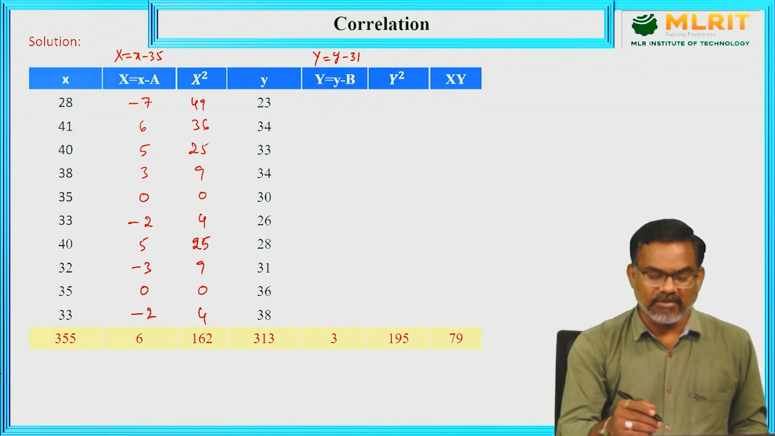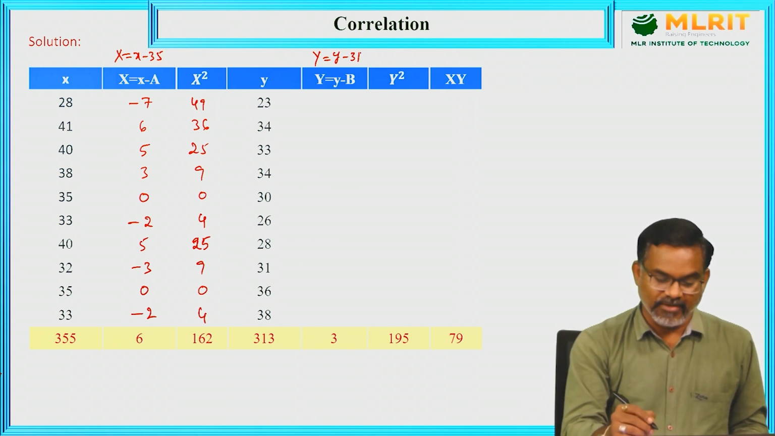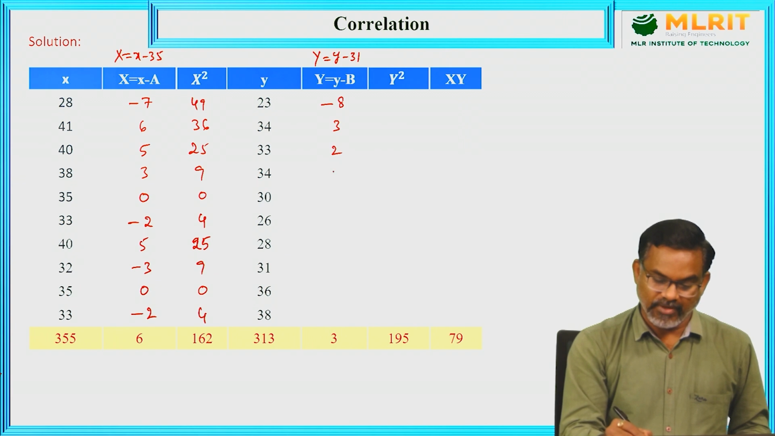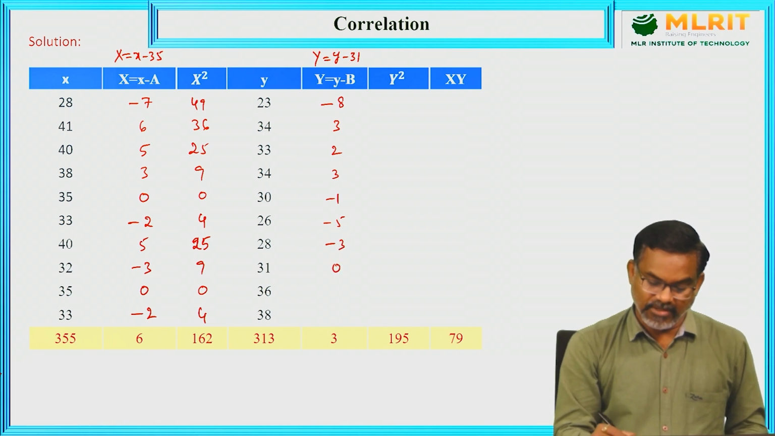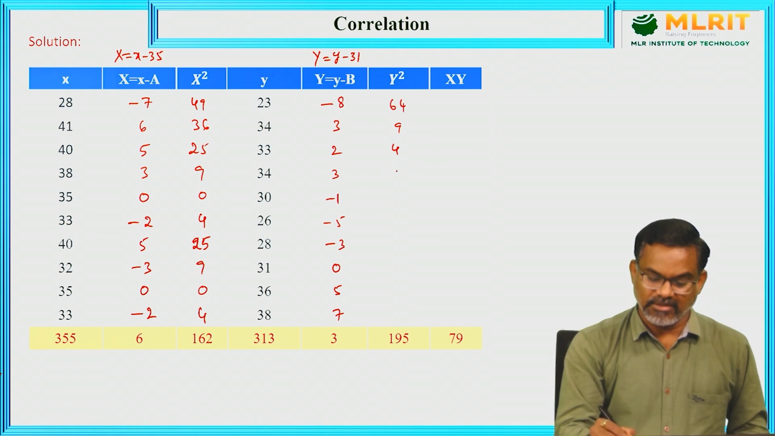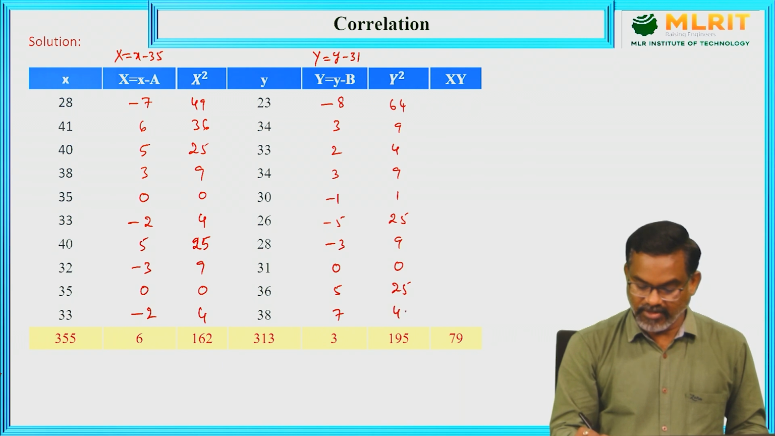Similarly, let us convert small y to capital Y using this small y minus B. So, B is 31. Here 23 minus 31 is minus 8, this is 3, 2, again 3, minus 1, minus 5, minus 3, 31 minus 31, 6 minus 1, 5, 7. Now, square these values: 64, 9, 4 and then 9 again, 1, 25, 9, 0, 25, 49.